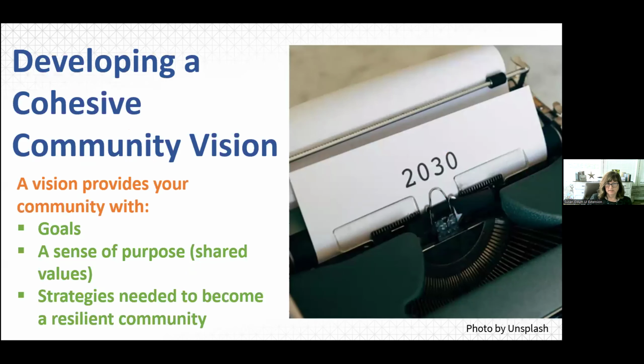So now we're going to discuss developing a cohesive community vision, because developing that community vision is really the important first step in creating the future for the community that you want to see. The vision provides the community with goals and a shared sense of purpose and strategies needed to become a resilient community, because the vision is that shared image of what a community wants to become over the next 5 to 10 years. So it's looking to the year 2030 and often beyond.